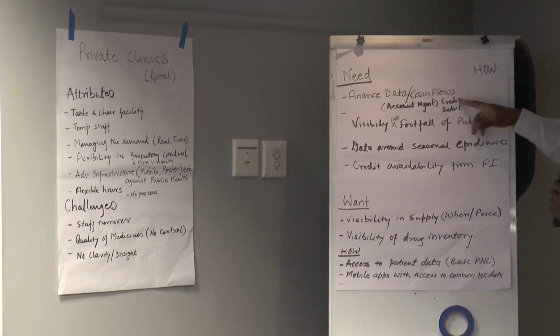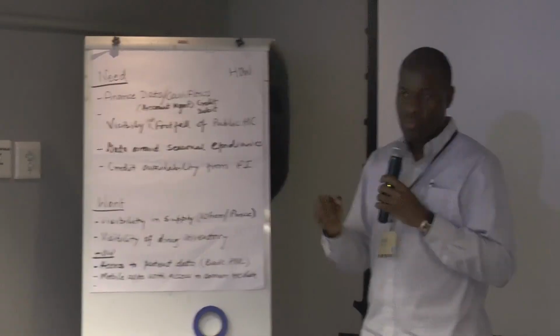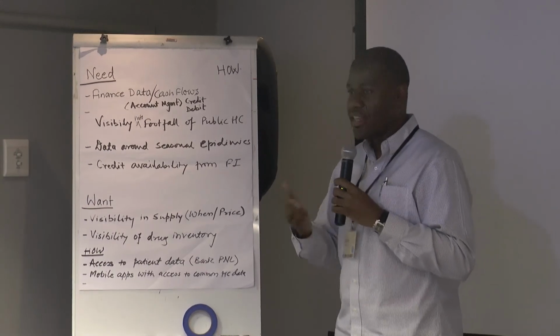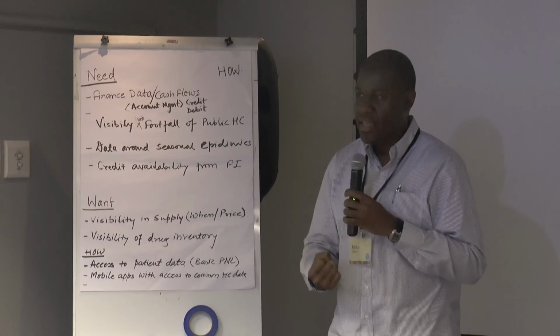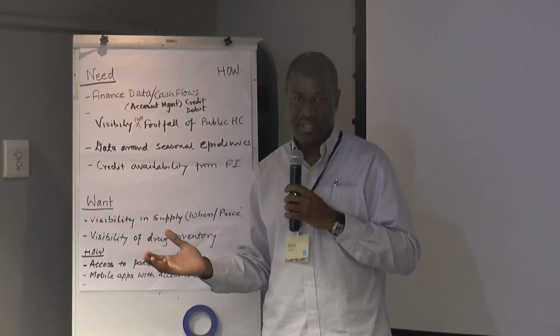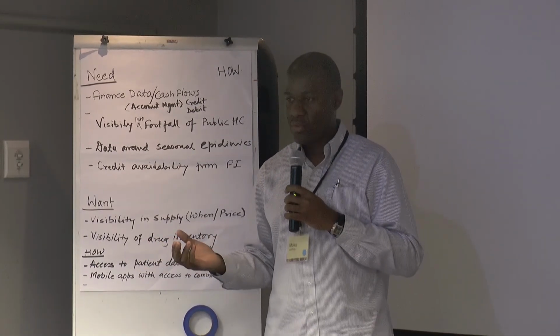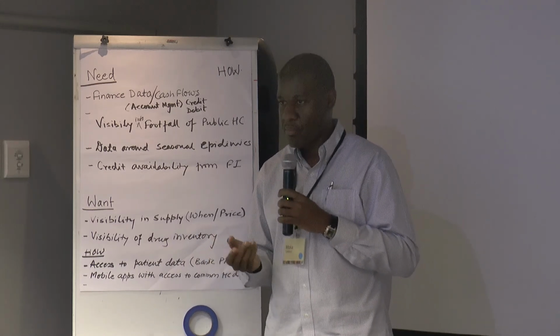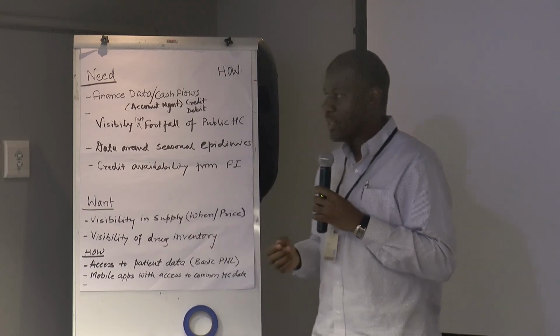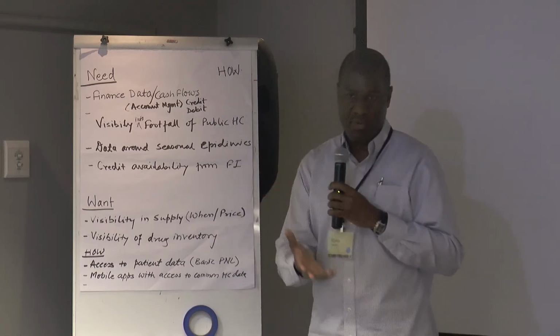In terms of needs, it's a business. So they need access to keep track of their finance, how much they are making, how much they are spending. Zero visibility. It's almost like a household kitty, you know, and stuff like that. Typical private business, mom and pop shop. So that really affects their ability to get credit.